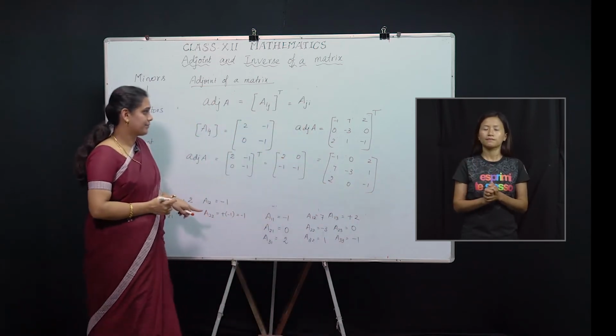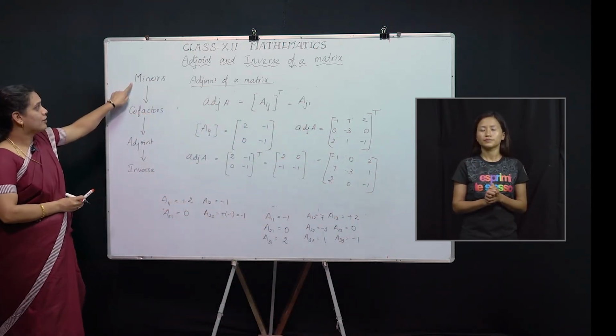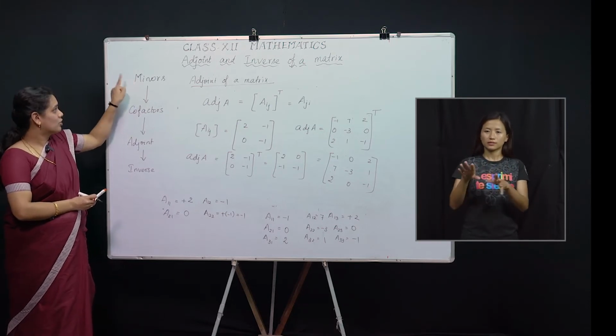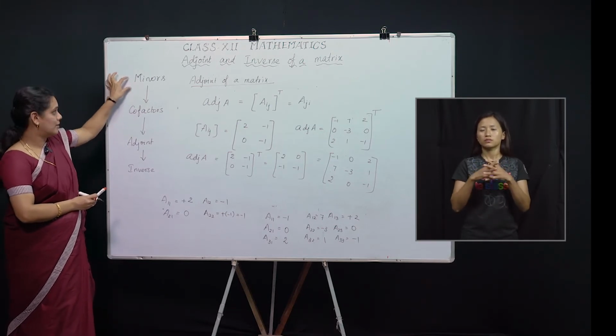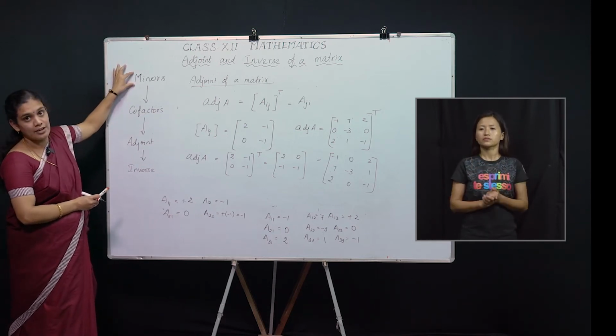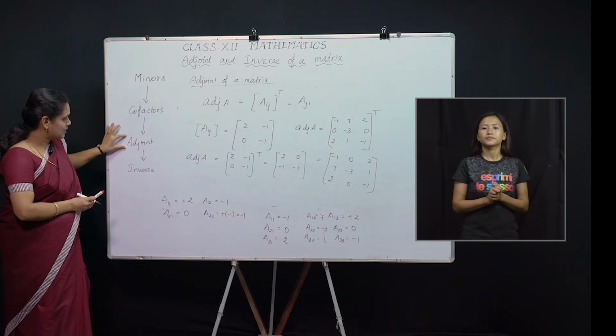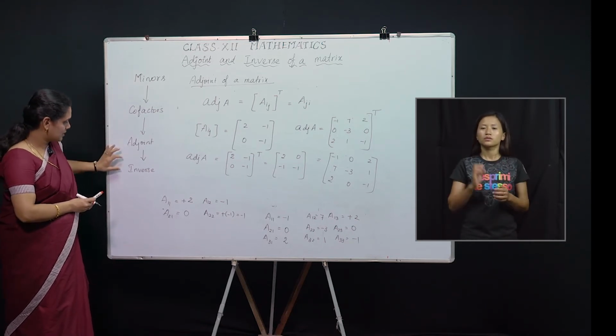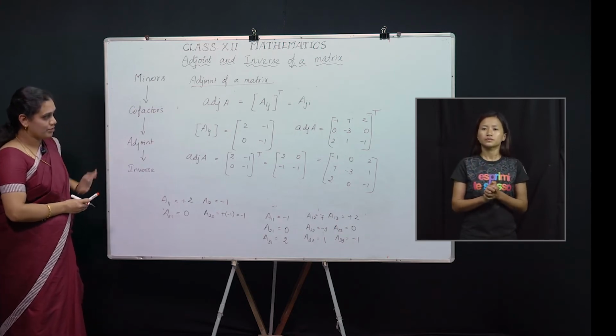Is that clear? Okay. The minor of an element is obtained by deleting the row and column in which the element is present. Then the cofactor is just introducing the sign in front of the minors, and the adjoint is the transpose of this cofactor matrix, isn't it? Then we will go to the inverse of a matrix.